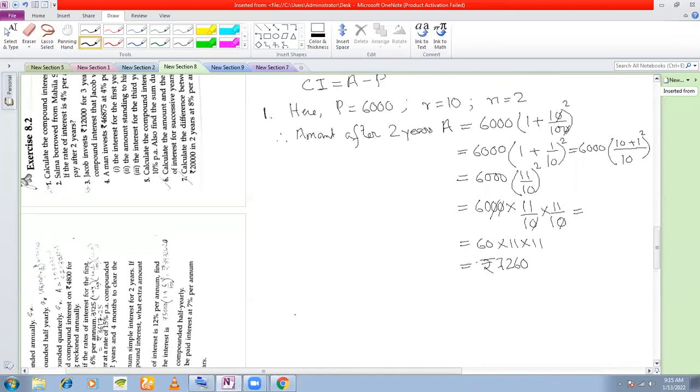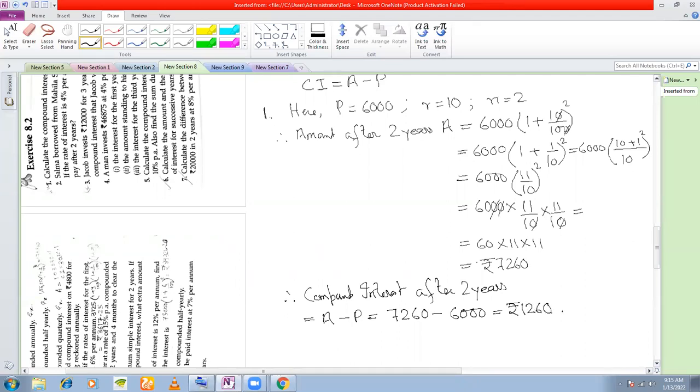So therefore, what should be the compound interest? Therefore, compound interest after 2 years is equal to amount minus principal. Amount is 7,260 minus principal is 6,000. So we get 1,260. This is the compound interest.